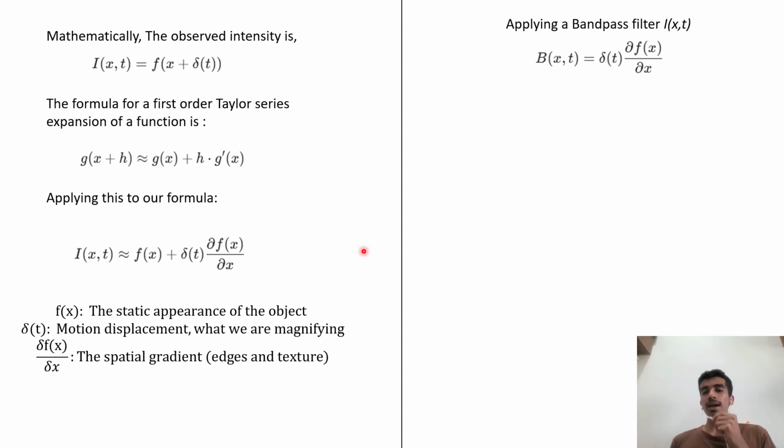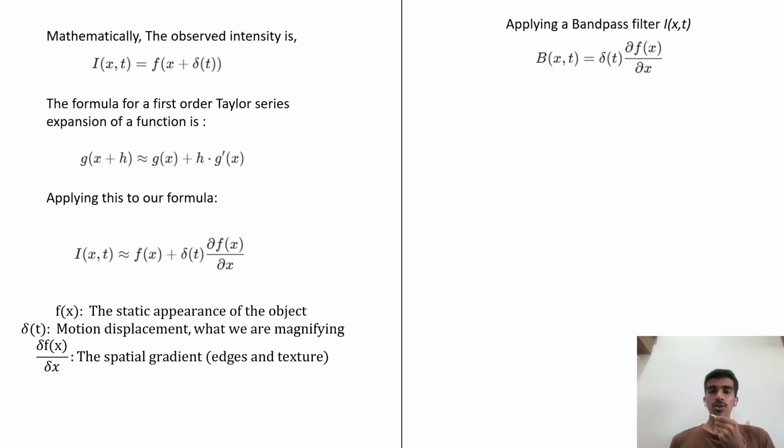Now let's apply a temporal bandpass filter. This filter removes the static term, f of x, because it doesn't change over time. This leaves us with a single function, that is the change in motion. Let's call this bandpass filter output B of x comma t.